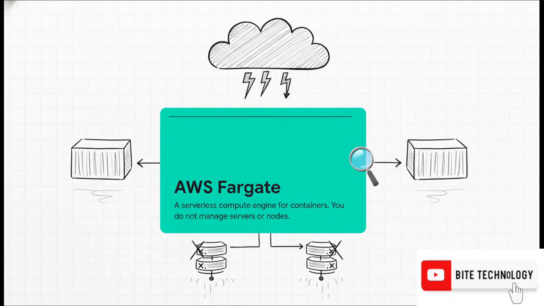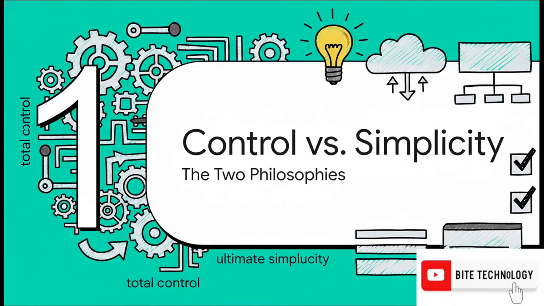And then you have AWS Fargate. Honestly, the best way to think about Fargate is like magic. It's a serverless compute engine. You just hand it your container, tell it how much CPU and memory you want, and boom, Fargate just runs it. There are no servers, you don't manage them, you don't patch them, you don't even see them. They're just gone.